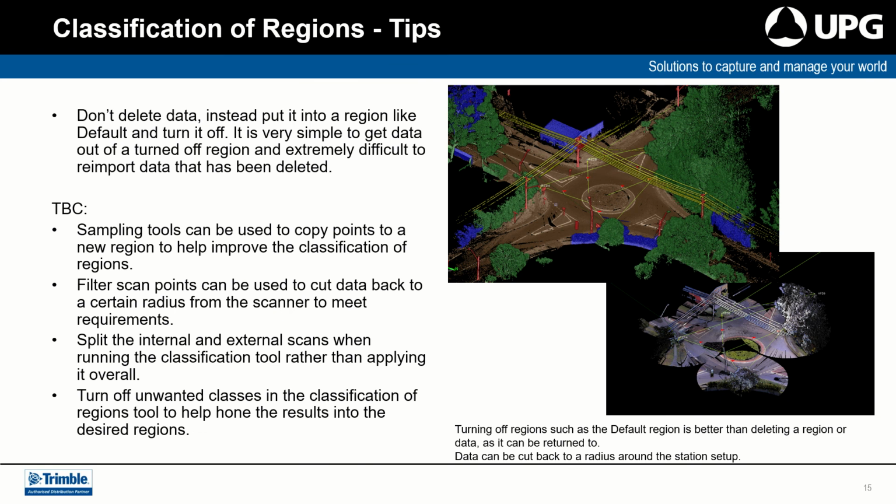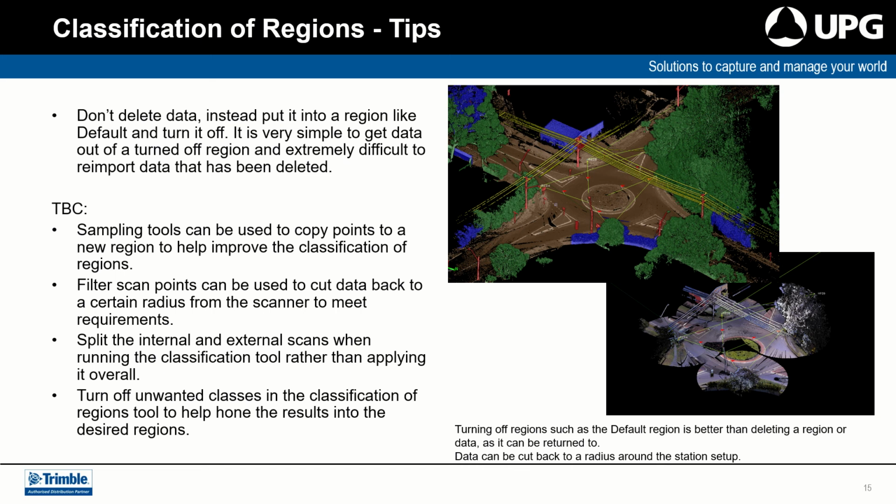Another big consideration when classifying data is to not delete data. There are ways that you can delete data from both Trimble Business Centre and Trimble RealWorks. However, instead of deleting the data, it's worth just putting it on a default layer or a rubbish layer, and turning that layer off visibly in the layer manager, and then it doesn't necessarily need to be a consideration. The benefit of this is that you can come back to it. It's very simple to get data out of a turned off region, and extremely difficult to re-import data and get you back to where you were if it's been deleted or accidentally deleted.